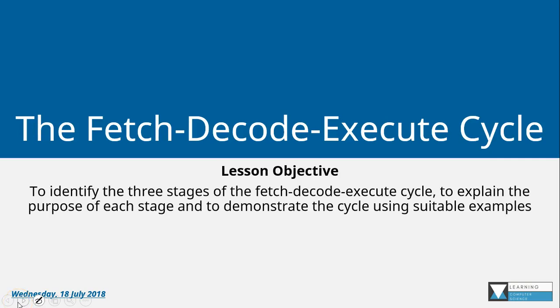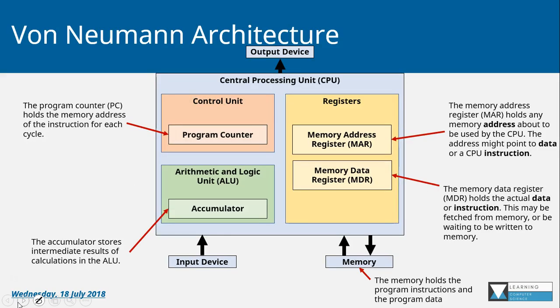Hiya, so in this video we're going to look at the fetch, decode, execute cycle. This is going to follow on from the video on the CPU and the von Neumann architecture. So let's get started. What we're going to first of all look at is a quick recap of the von Neumann architecture. As you can see here, we've got a few different parts.